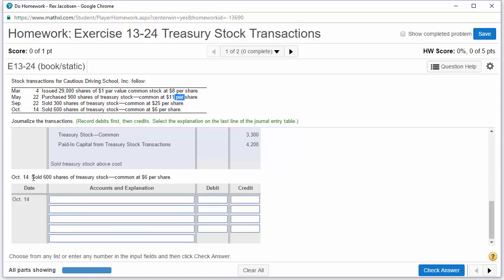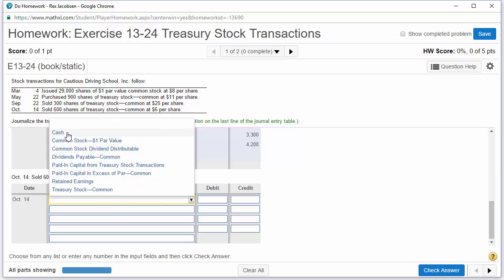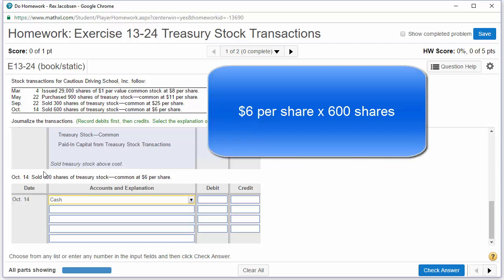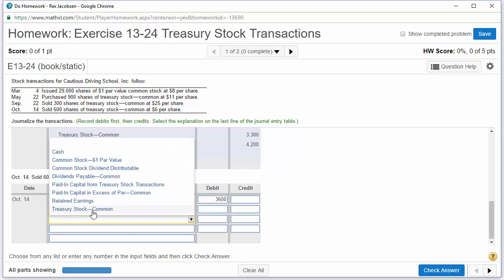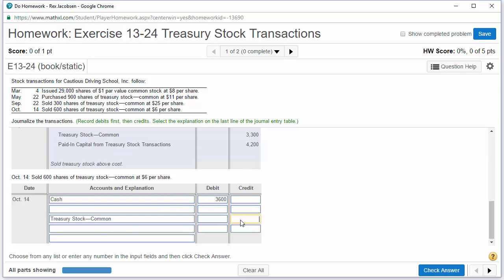Now our last transaction, we sold 600 shares of Treasury stock, this time at $6 a share. So the cash we're going to get is 6 times 600 shares. We've got $3,600. We know we have to lower the Treasury stock account. I'm going to skip a line, and you'll see why.